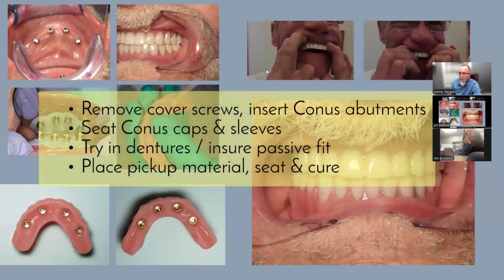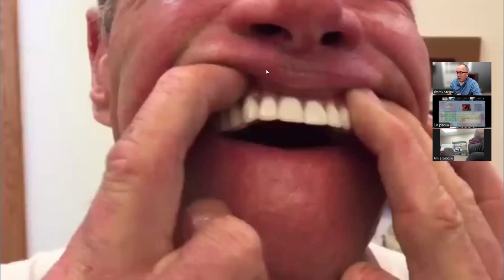It's a pretty simple process of taking those cover screws out and putting in the abutments that were custom made to fit within that parameter anyway. So we don't have any problems there. Seat the caps, make sure of the passive fit around the caps, and then pick them up. And we're done. And you can see the retention.